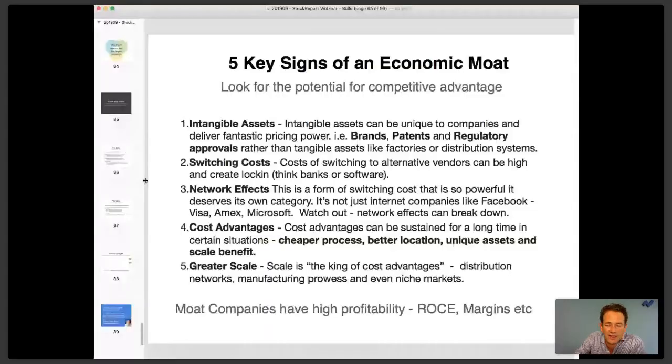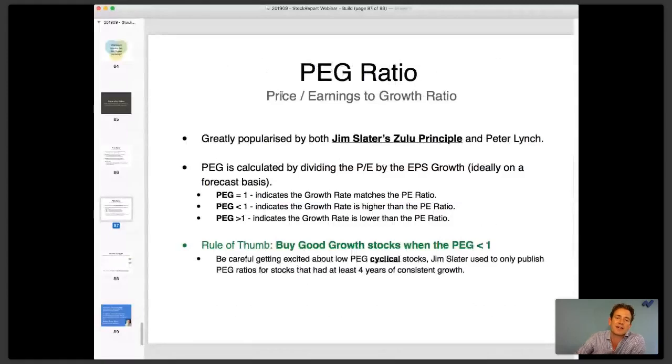I just wanted to highlight this because I've always liked the PEG ratio. It's the price earnings ratio divided by the growth ratio. And it was popularized in Slater's Zulu principle and by Peter Lynch. But a good rule of thumb is that when a PEG is less than 1 and you've got a good growth stock, it's a really good sign.